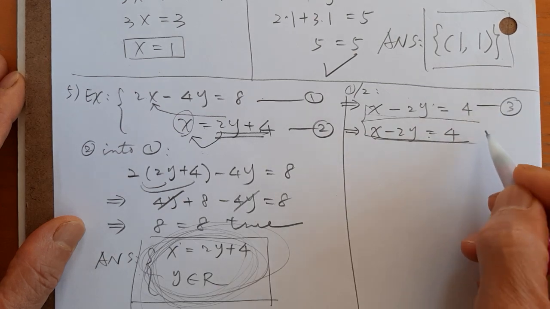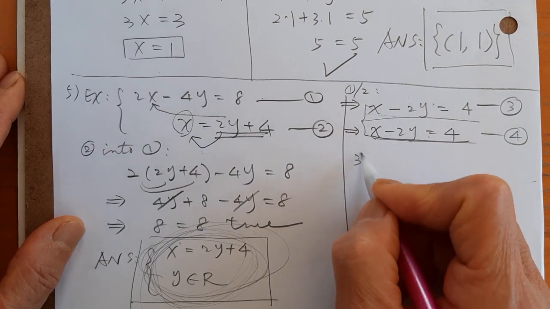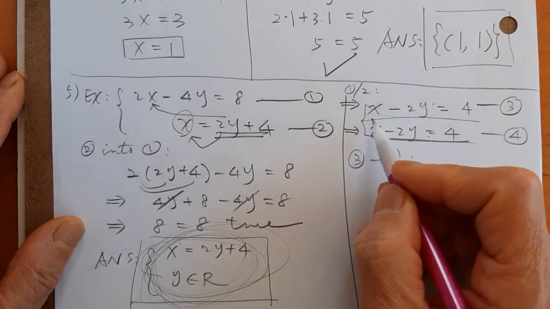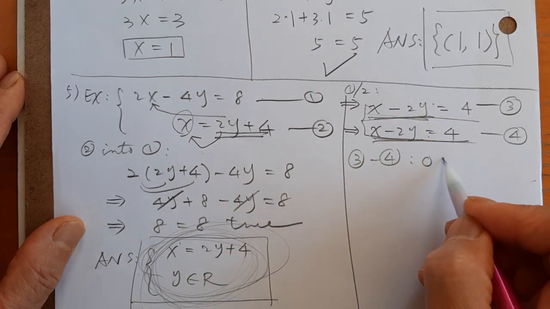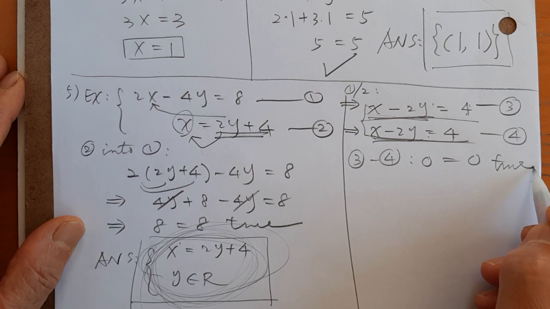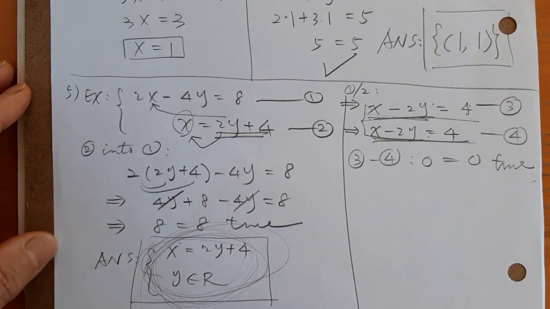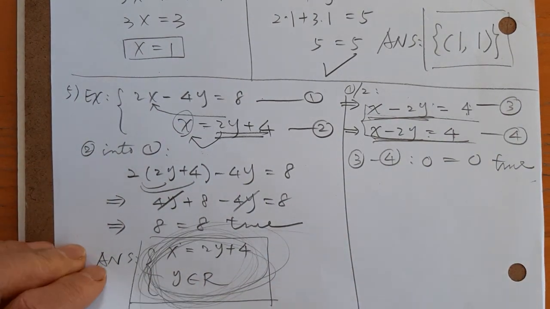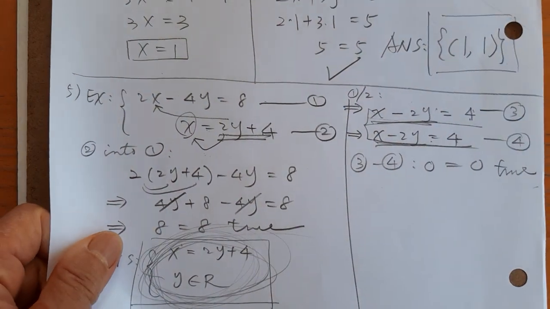This is the third equation, this is the fourth equation, and you do subtraction. The left side is the same, subtract to 0. The right side is 4 minus 4, also 0. It's always true. Then you say many solutions. Use this way to write down the solution. So this one has infinite solutions. The two lines are the same line, overlapping, infinite solutions.